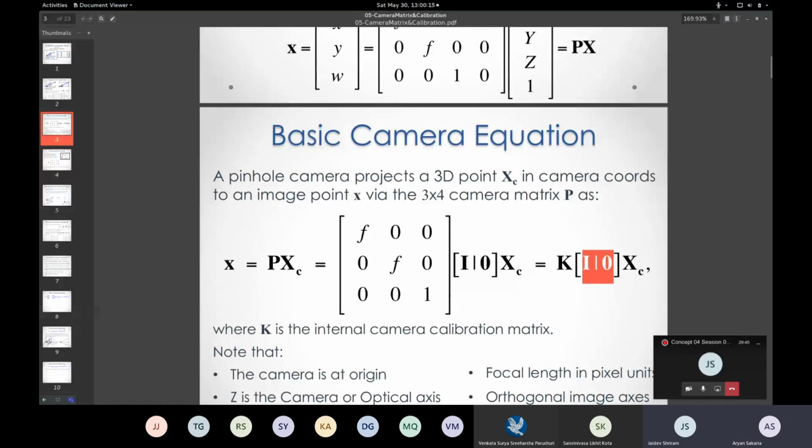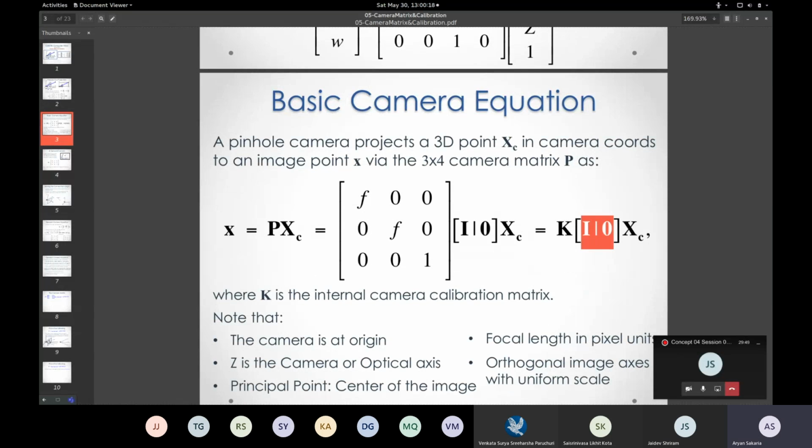Okay, so right now I have taken the assumption that these points XC are always going to be in the camera coordinate system. That's not always true. They can be anywhere, so we can't always put I0 here. But if it is in the camera coordinate system, it's already defined with respect to the camera center, so we don't really need to translate or rotate or anything. I'll get to that also.